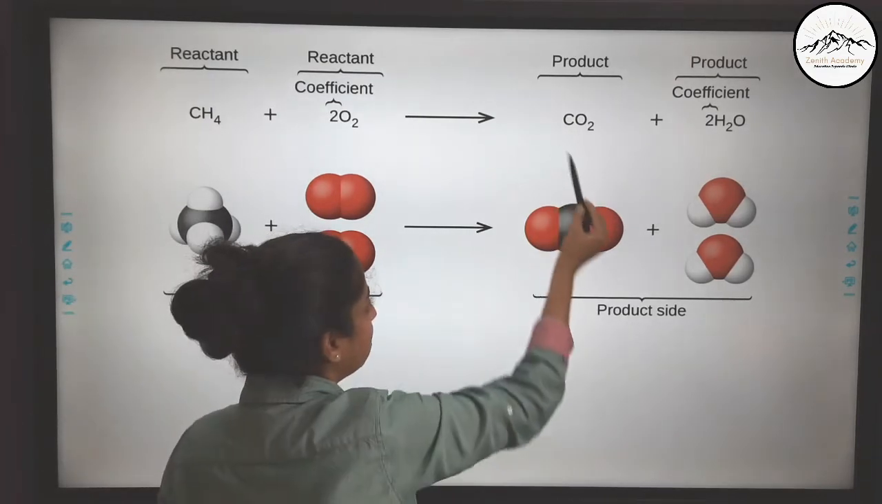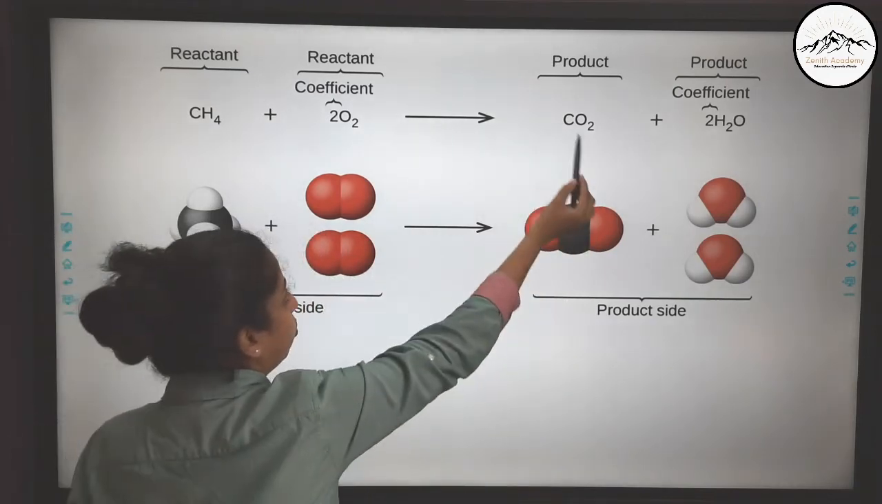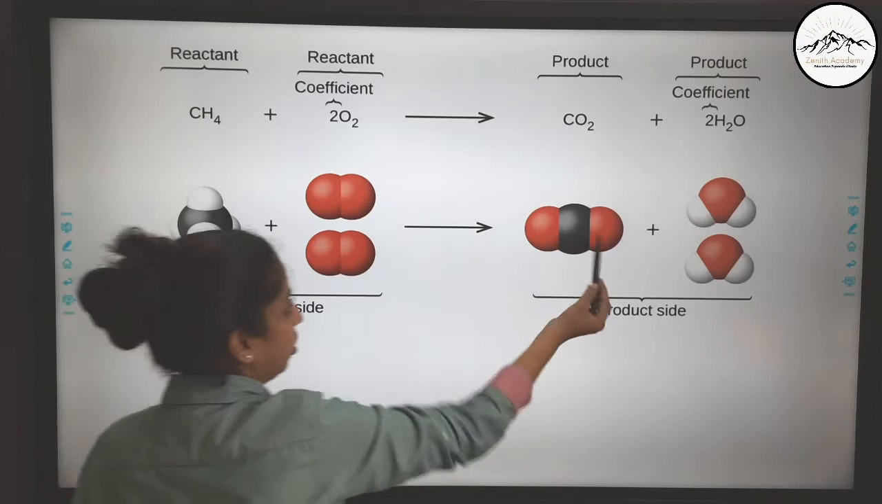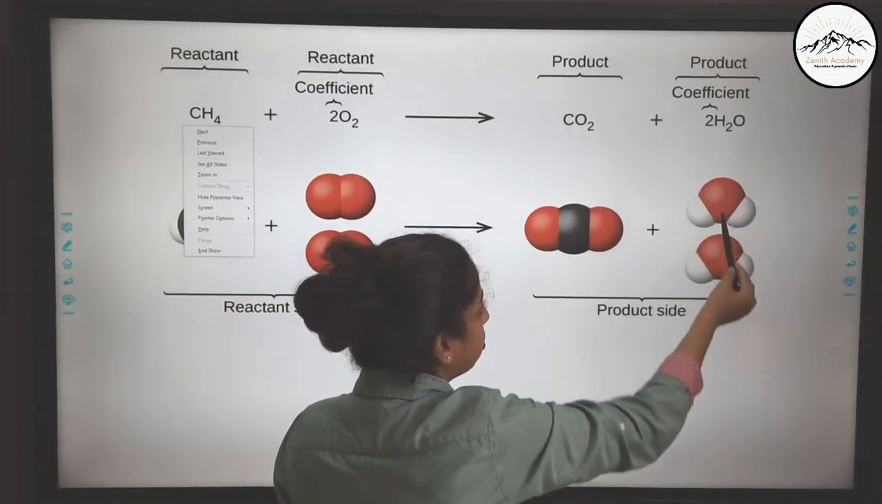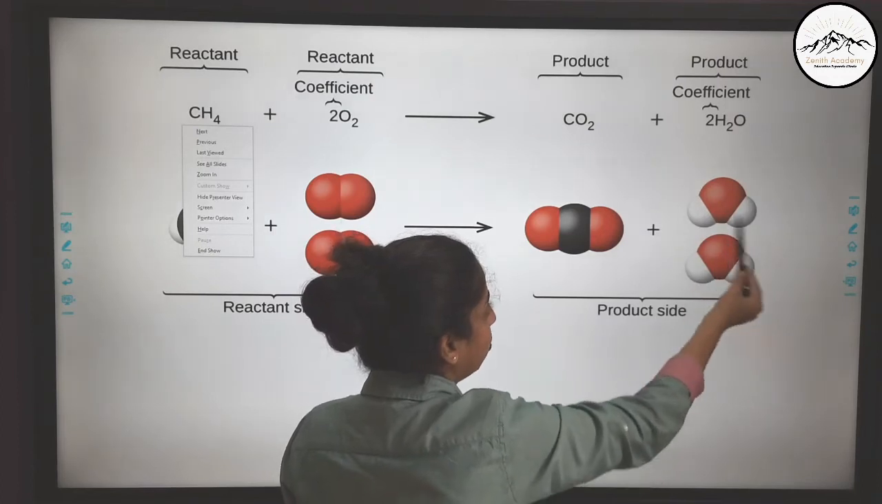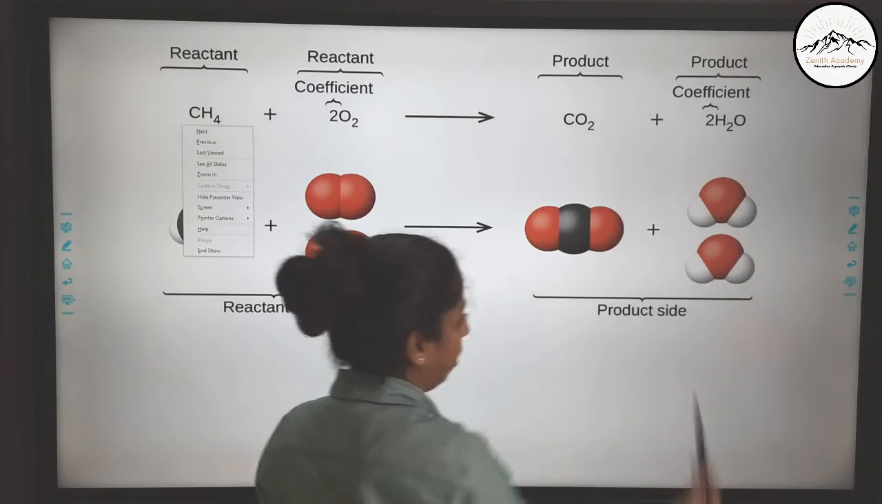Now, in products, you can see carbon dioxide. So, one carbon, black, and two oxygen. Also, here two water molecules are there. One oxygen, you can see in red, and two hydrogen atoms in white. So, this two also implies that there are two molecules.